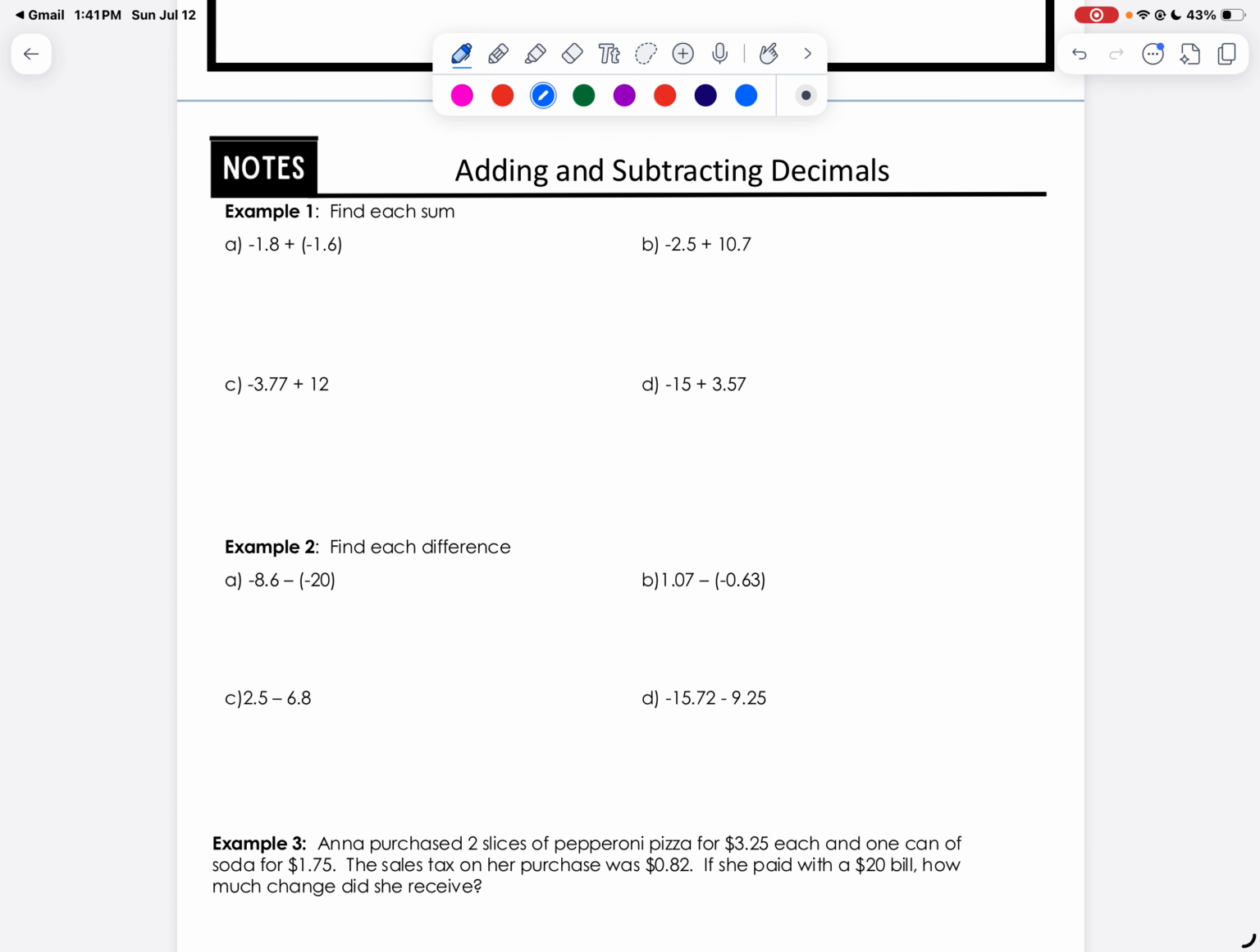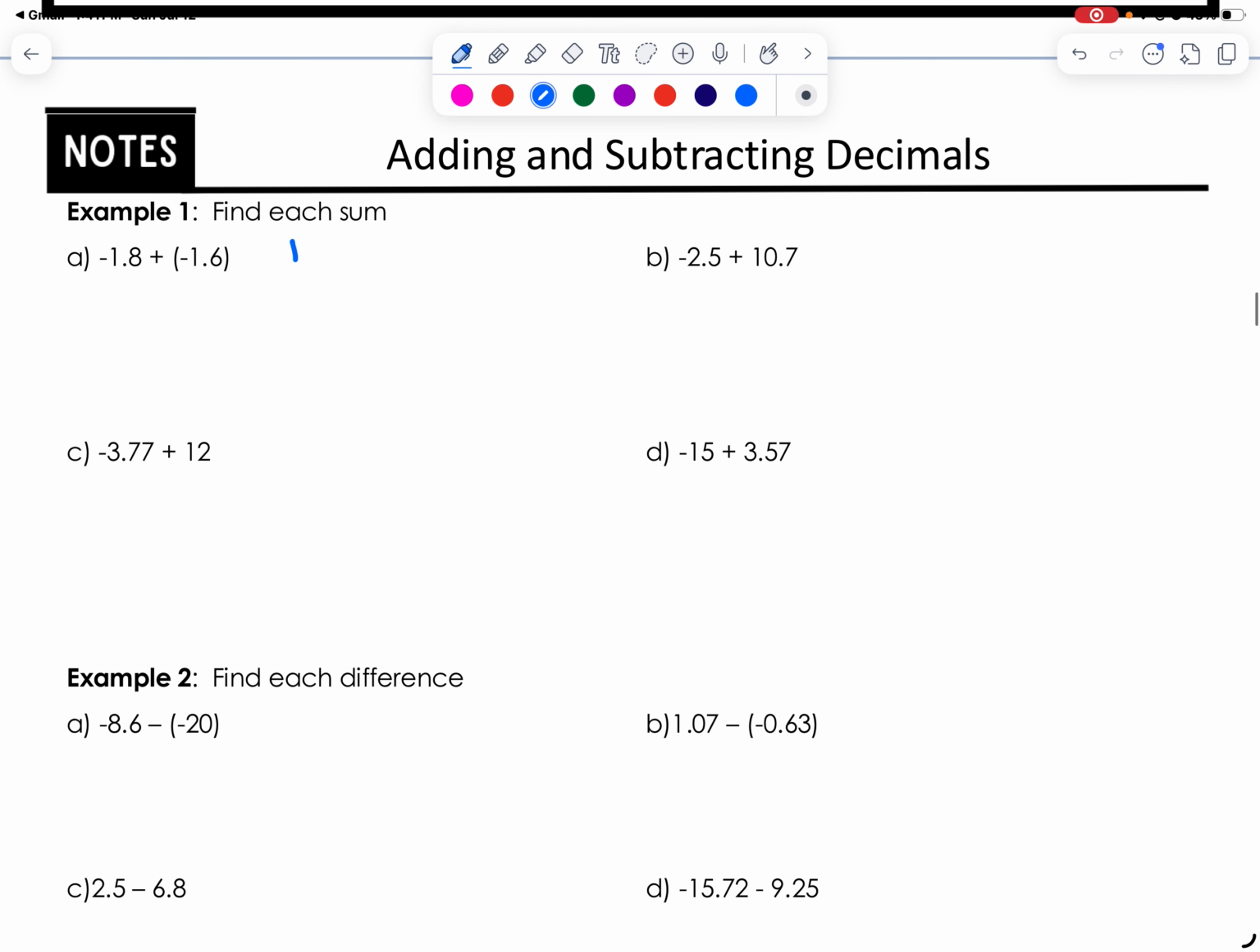So in problem A, we have negative 1.8 plus negative 1.6. Because the signs are the same, we will add these two numbers, 1.8 and 1.6. So 8 plus 6 is 14, carry the 1, that would be 3. Then we decide if our answer is positive or negative. Because both numbers were negative, we know our answer is also negative. So negative 1.8 plus negative 1.6 is negative 3.4.